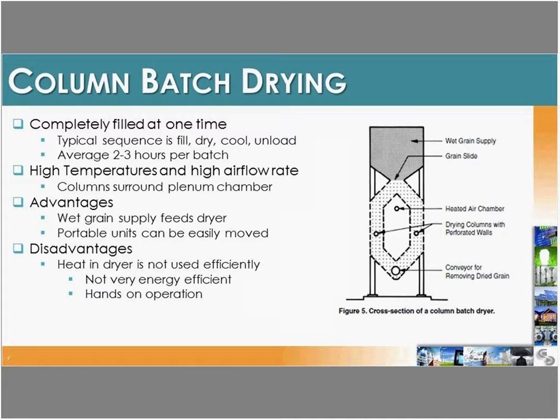There's high temperatures and high airflow. The plenum in the middle, the heat chamber, has the columns surrounding it, where the grain drops down those columns and the air is pushed through that to dry it. The advantages of this dryer would be that it has that wet grain supply at the top, so you're not just dumping it all in at once and having it come through the bin. They are portable. Well, most of them can be very portable units, easily moved to a different location or reset.